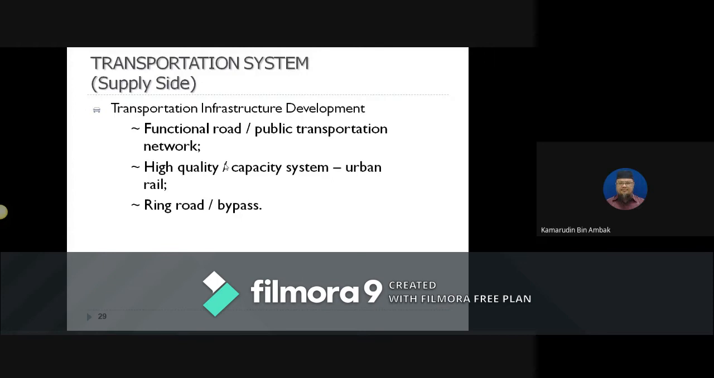Okay, ring road bypass, which is connecting from the outer area to the urban or CBD area. So we have artery roads connecting into the urban city center. So by providing ring roads, in Klang Valley they have MRR1, MRR2, Middle Ring Road 1, Middle Ring Road 2.